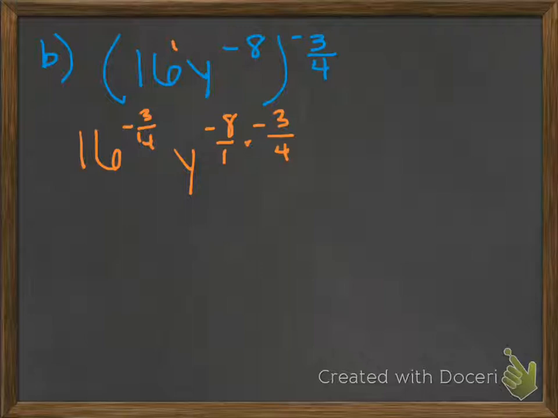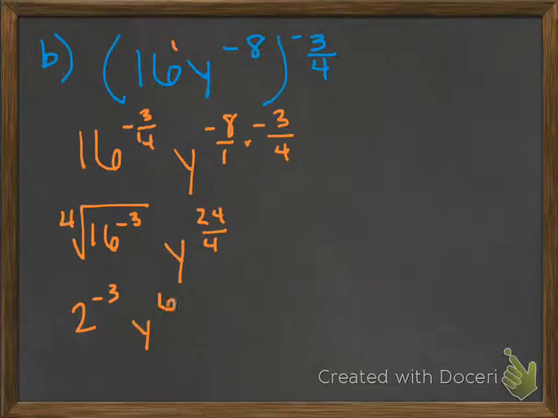So the first one, my 16 to the negative 3 over 4, I don't have any exponents to multiply it with, so at this point I'm now going to put it back in radical form. So the 4th root of 16 raised to the negative 3. And we'll have y to the 24th power over 4, because we multiply straight through top, straight through bottom. So the 4th root of 16 is 2, because 2 times 2 times 2 times 2 is 16. So this is 2 to the negative 3rd power. And this will be y to the 6th power.